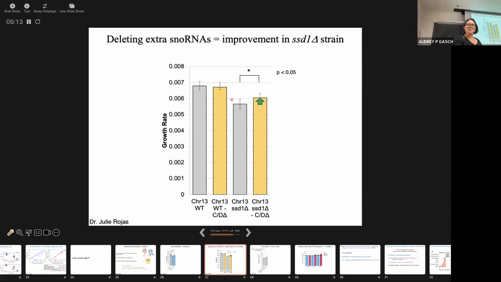Now, in the wild type, it's a pretty subtle effect, but at least in the SSD minus strain, where they're more sensitive to chromosome 13 duplication, if you delete just the snoRNAs, their growth rate is significantly improved. So you see how we're coming at this question from 2 different angles. And so that's even better, really suggests that at least, again, chromosome 13 snoRNAs are detrimental.